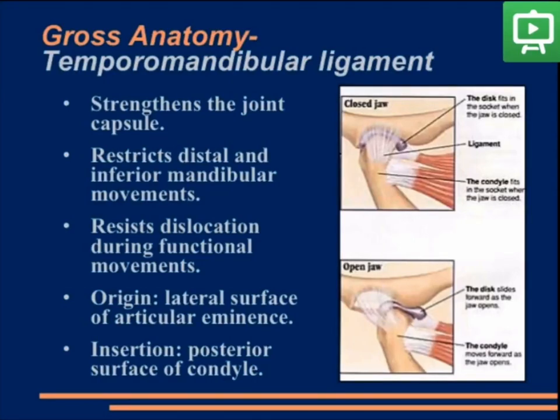The temporomandibular ligament, or lateral ligament, is what strengthens the joint capsule. It is the main ligament that restricts any distal and inferior mandibular movements. It also resists dislocation during the functional movements. It starts at the lateral surface of the articular eminence and is inserted into the posterior surface of the condyle. You see how it helps in the hinge movement or anterior medial movement of the condyle.